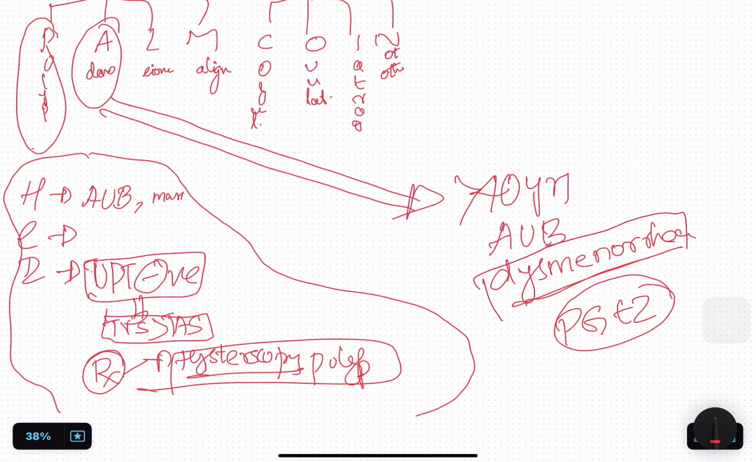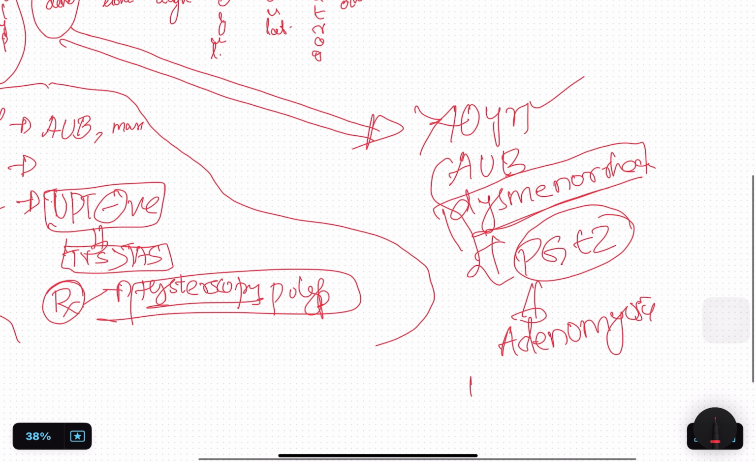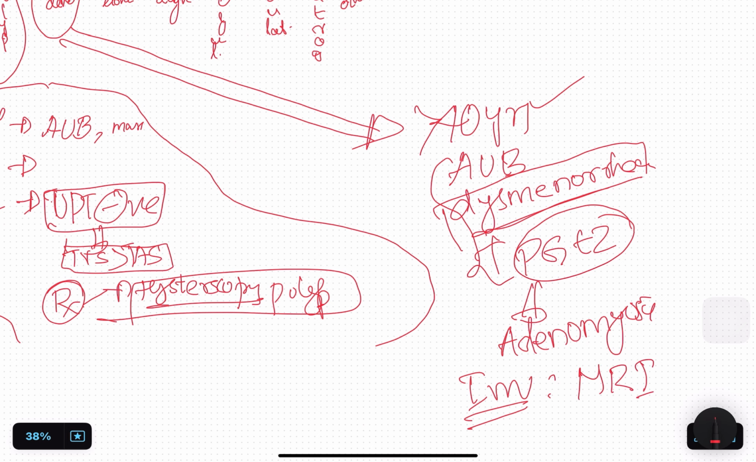So this is so classical. If a patient comes to you with AUB and she is more than 40 and has dysmenorrhea, and there is one more in the triad, which you will comment down in the comment section. If these three are there, then you can almost clinically clinch a diagnosis of adenomyosis. Investigation gold standard is, yes, I taught in the last video, MRI.